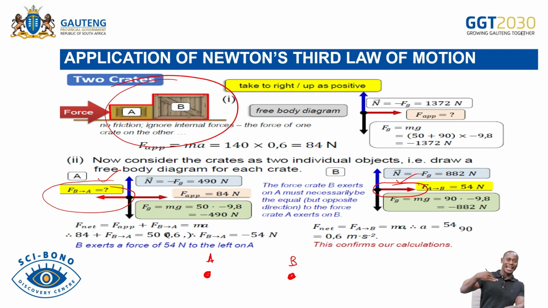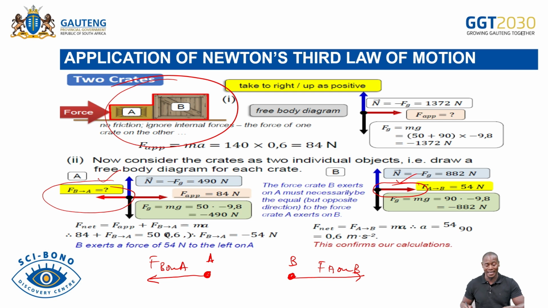So B is pushing A to the left, right? So there's a force exerted by B on A. Then the reaction force will be the force exerted by A on B. So that force is on B, all right? So A is pushing B to the right, okay? So this is the force exerted by A on B.